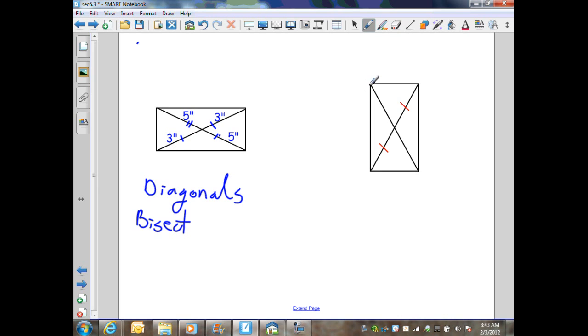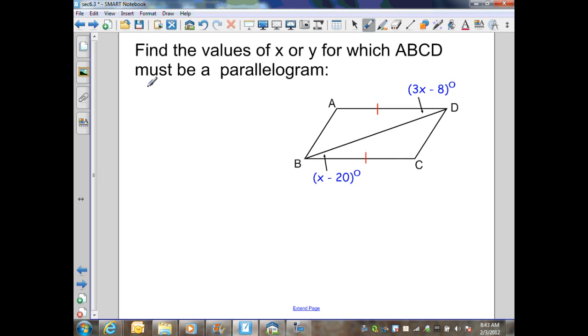In this diagram, I do have a quadrilateral. I have the diagonals, but only this diagonal is being bisected by the other one. I only have one diagonal being bisected, and that does not qualify in our theorem, so the answer here is no. On this slide, they want us to find the values of x or y for which ABCD must be a parallelogram. So we're given quadrilateral ABCD, and we need to have these values be congruent to make this a parallelogram.